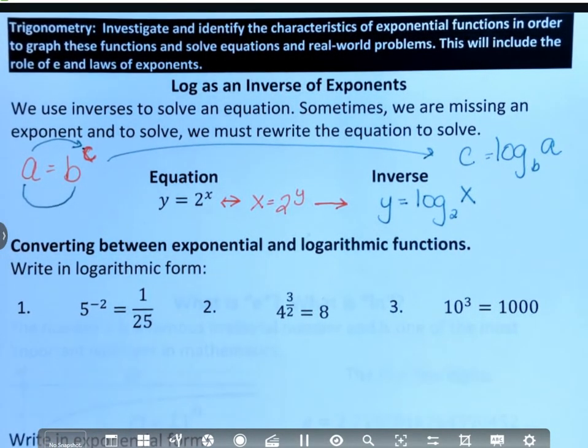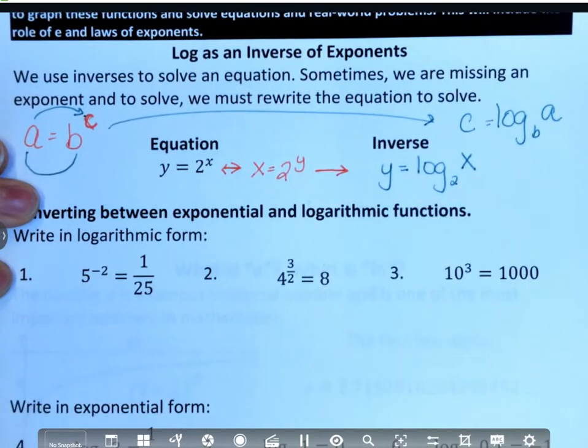And we deal with logs because sometimes it's easier to deal in exponential form. Sometimes it's easier to deal in logarithmic form. If you're given something in logarithmic form and it doesn't quite make sense to you, sometimes the best thing to do is convert it to exponential form. So I want you guys to write down problems 1 through 3.